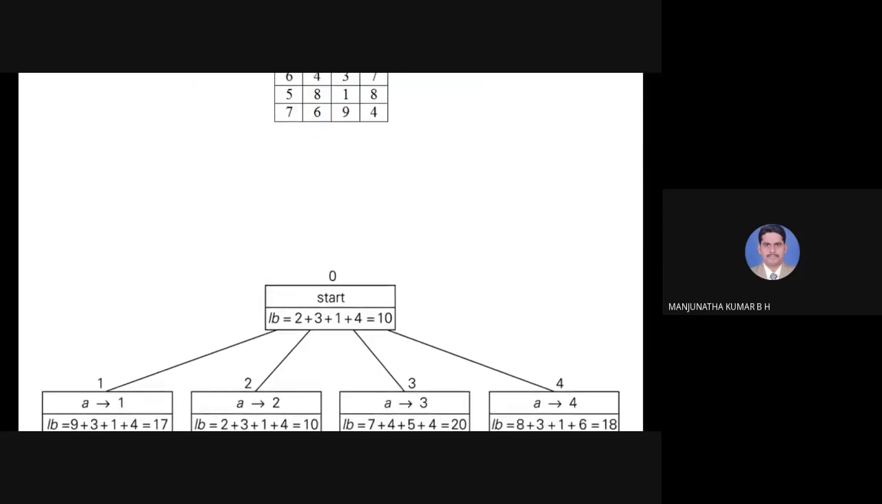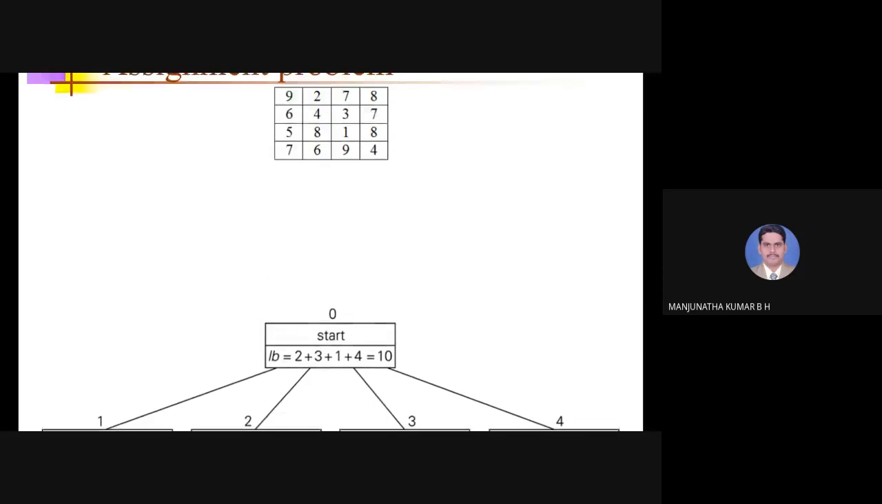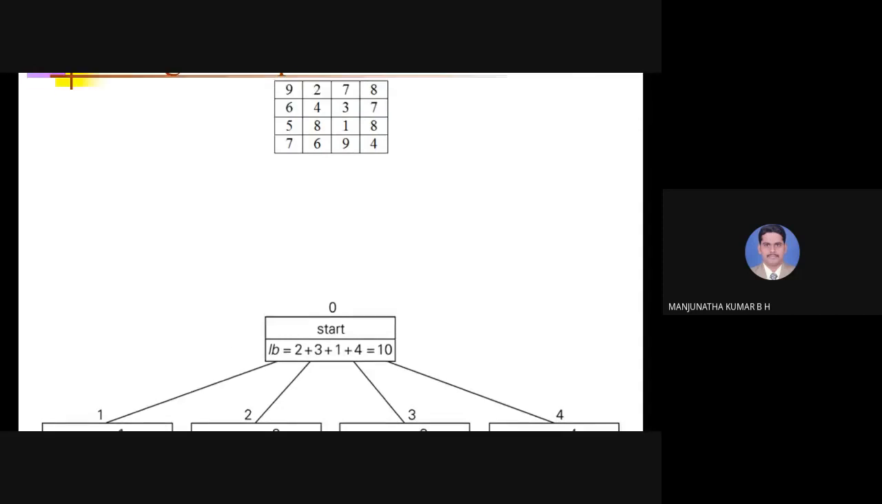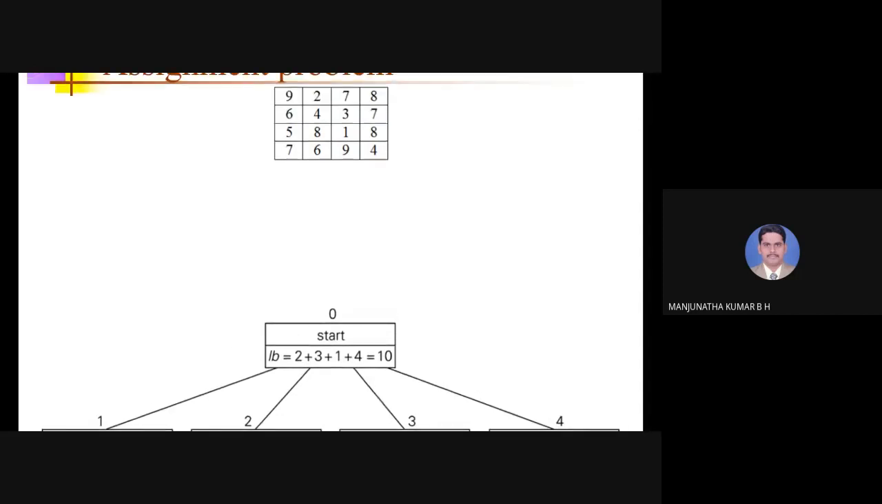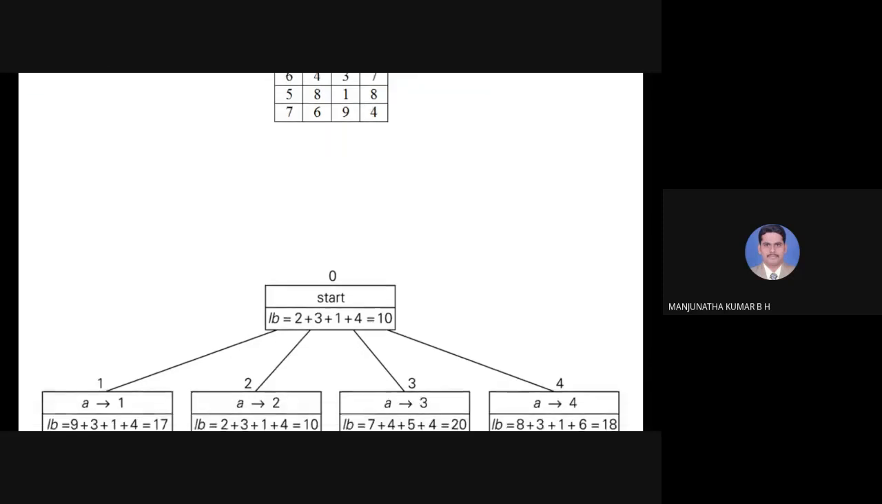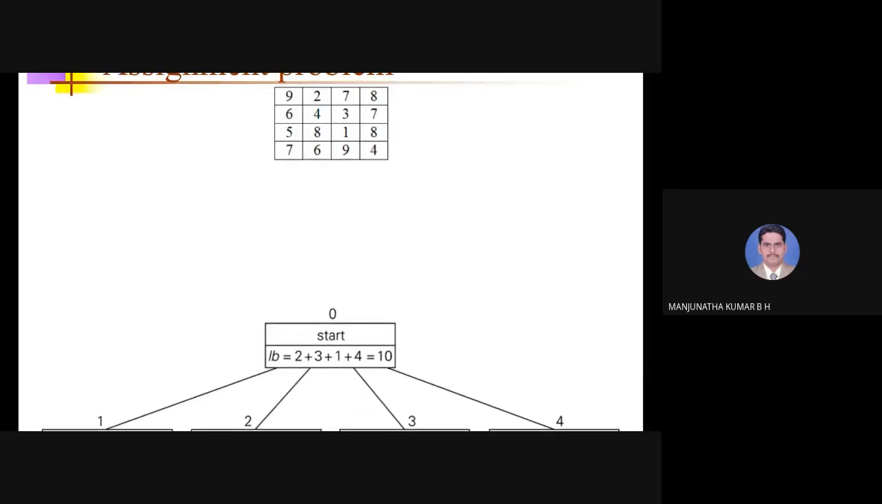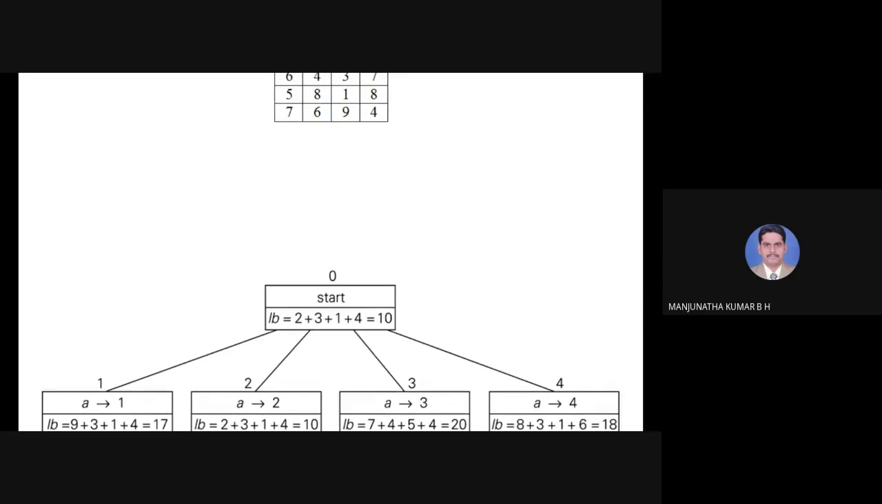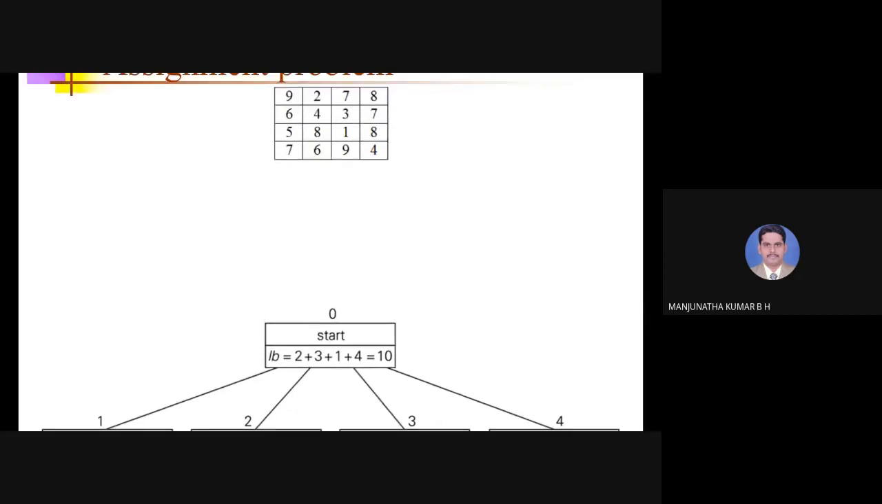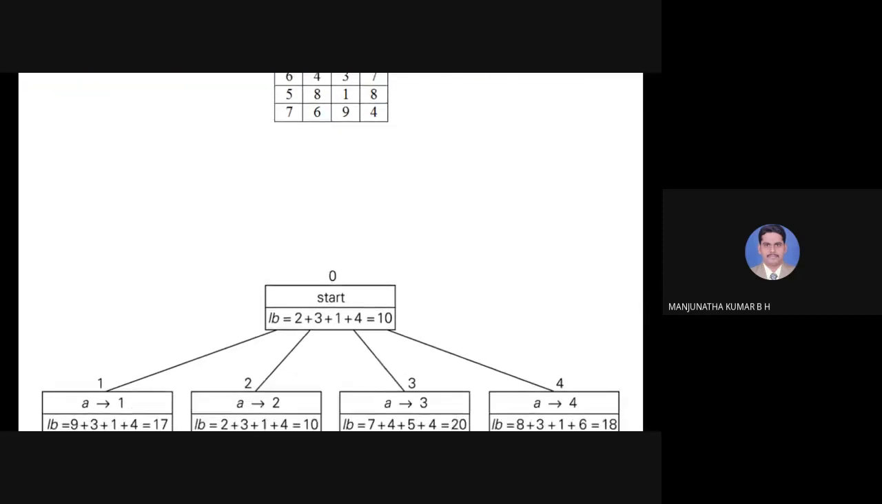So I think 9 is clear now. Why have I written 9 here? Because I am assigning job 1 to person A. Plus, for person B, I have to take the smallest number from the second row. What is the smallest number? 3. Yes, you can take 3. Plus person C, the smallest number is 1. Yes, write 1. And person D, the smallest number is 4. Yes, it's correct. What is the sum? 17. Okay.